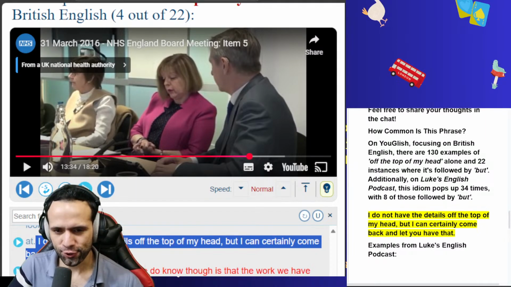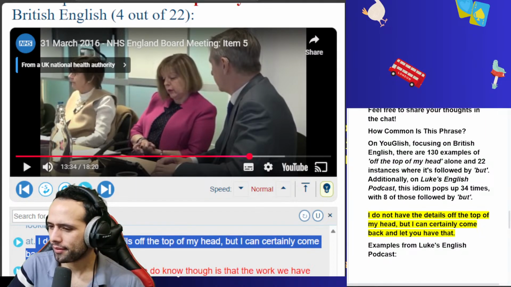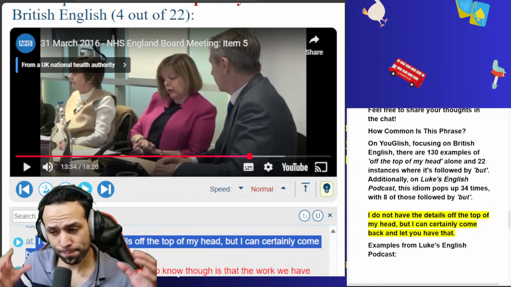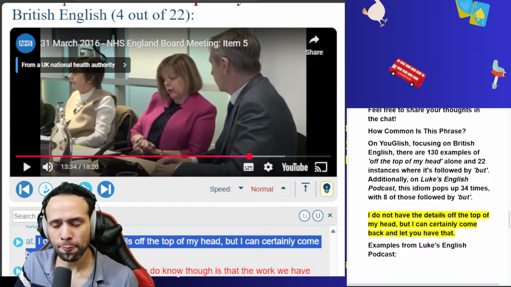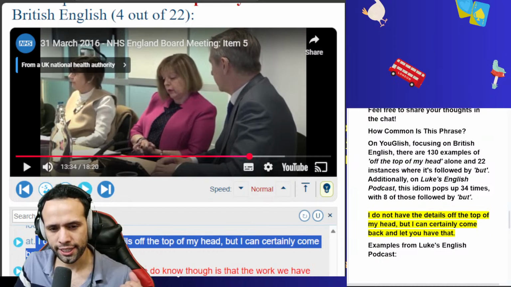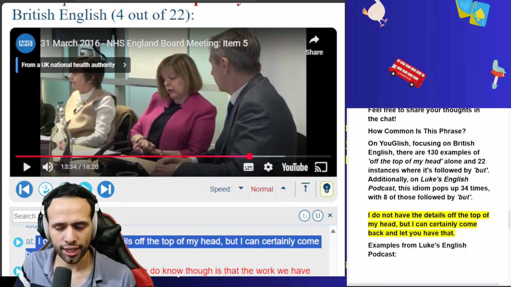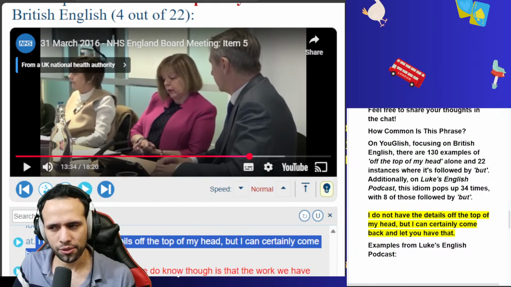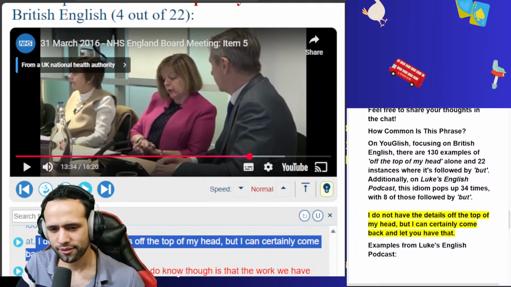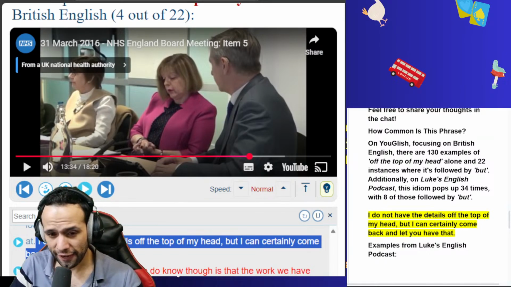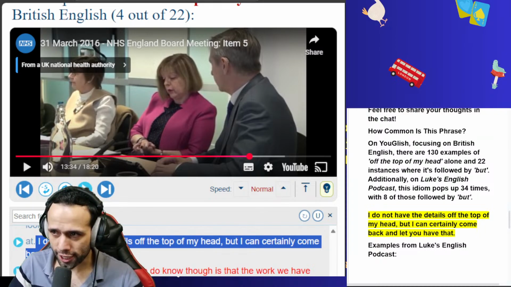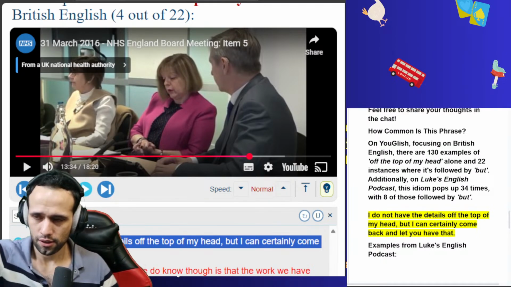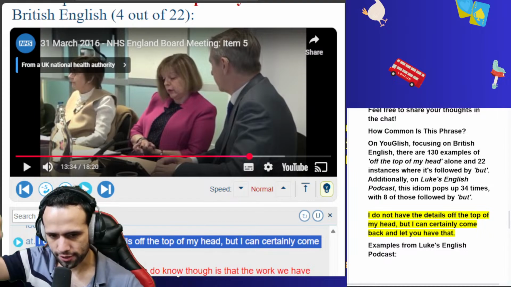My question: can you spot in this example sentence an expression indicating that this woman has got a poor memory? Can you spot that? If you can, let me know. All right?